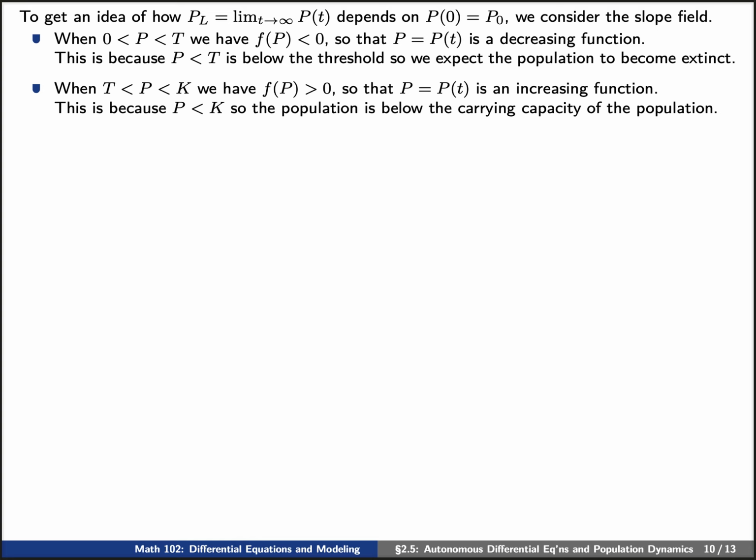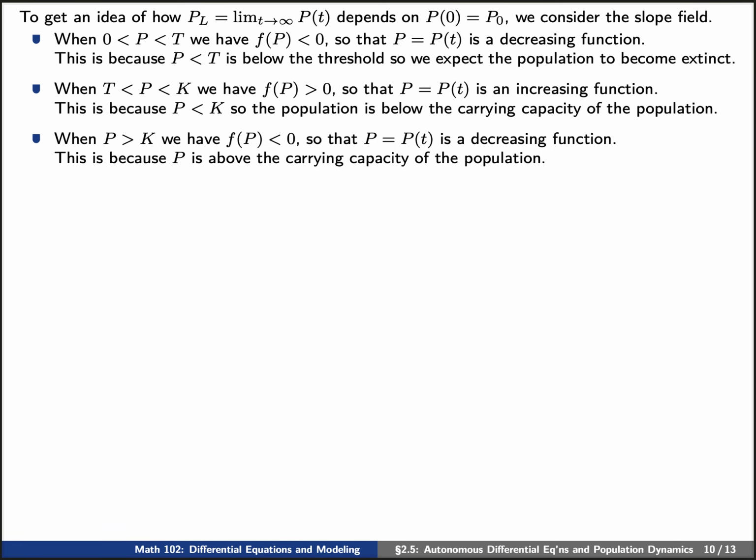Second, what if the population is between the threshold and the environmental carrying capacity? In this case, we can plot that f(p) is positive, that is, dp/dt is positive, so we expect to find an increasing function. In this case, the population is below the carrying capacity, so we expect our population size to increase. Finally, if p is greater than k, we can work out that f(p) is negative once again, so our population should be a decreasing function. Again, this makes sense because then the population will be above the carrying capacity.